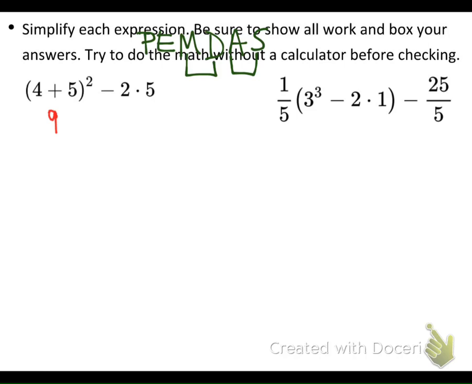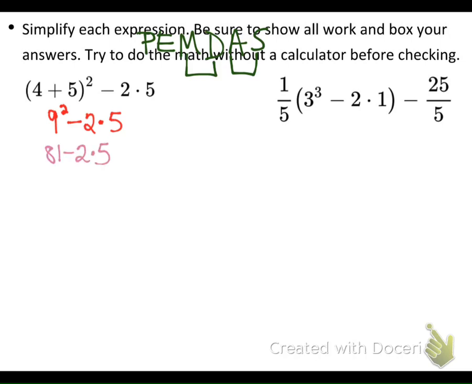So then I write the rest of my problem. So I bring the rest of it all down. And then I go back up to my PEMDAS. My next letter is E. E stands for exponent. Do I have an exponent? Yeah. 9 squared. That means you're going to take 9 times itself twice. So 9 times 9 is 81 minus 2 times 5.